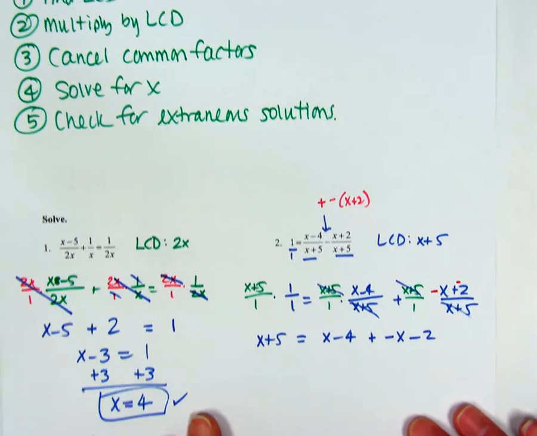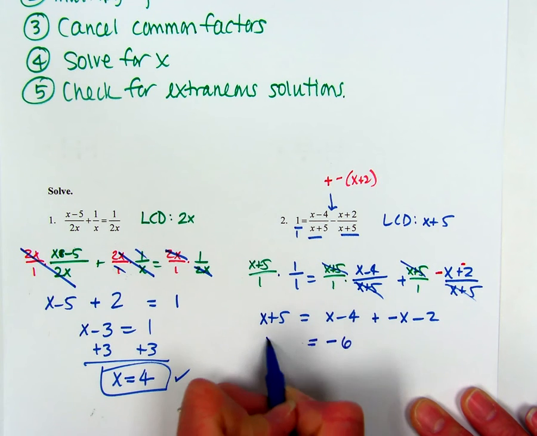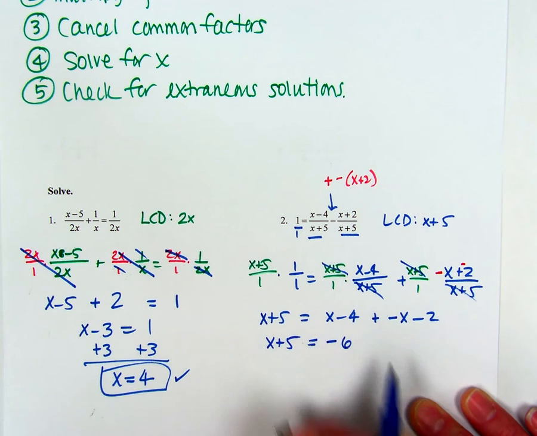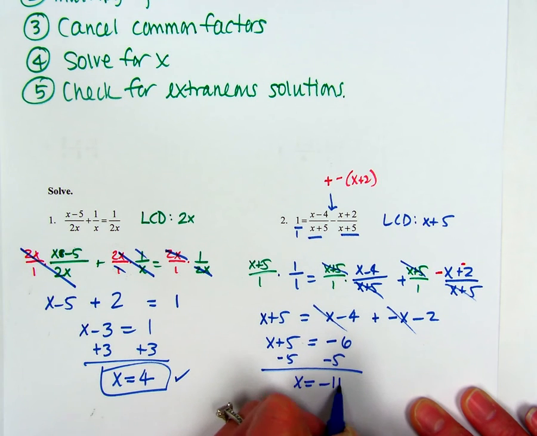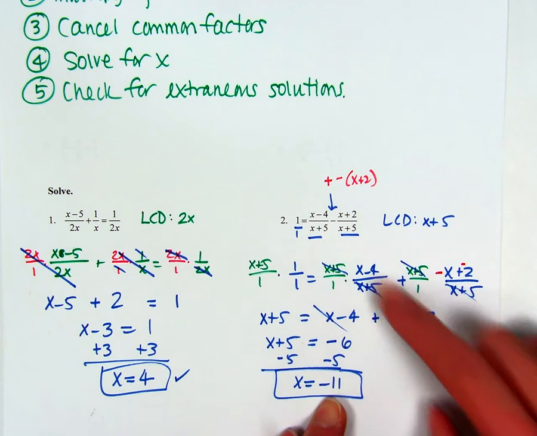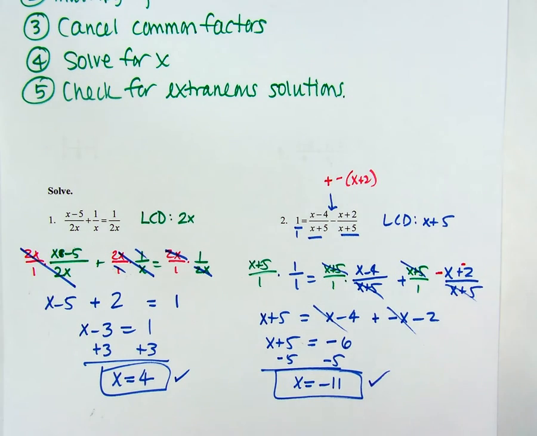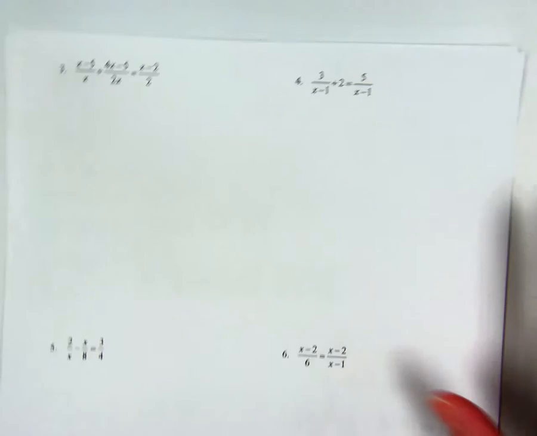All right, so if I add together my like terms, I'm left with just negative 6 over here, because the x and the negative x cancel out. And then if I subtract 5 from both sides, I get x equals negative 11. Just double check, negative 11 plus 5 is negative 6. That's not 0, so we're good. All right, so flip to the other side. Okay, you're going to keep going.